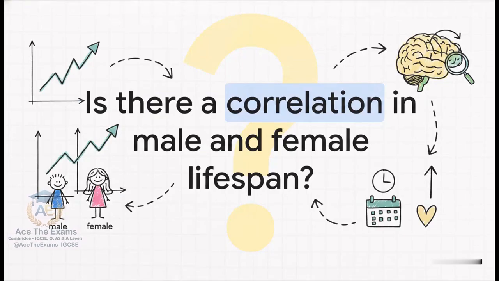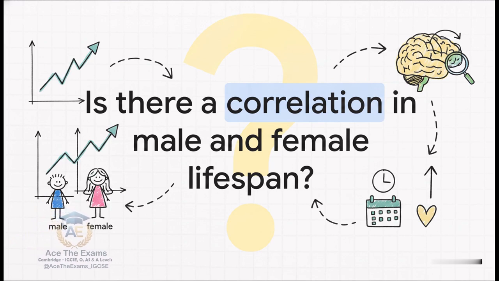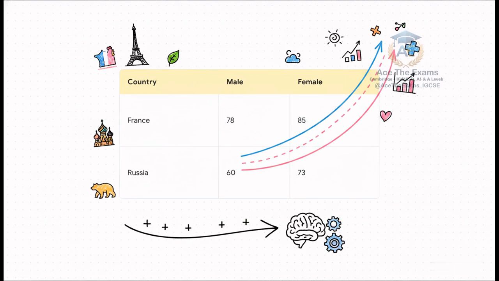Let's test out that analytical muscle again. Before we look at the next set of numbers, I want you to ask yourself a question. Is there a correlation between male and female life expectancy? Basically, if women in a specific country live longer, do the men there live longer too? Go ahead and make a mental prediction right now. Okay, let's see what the evidence actually says.